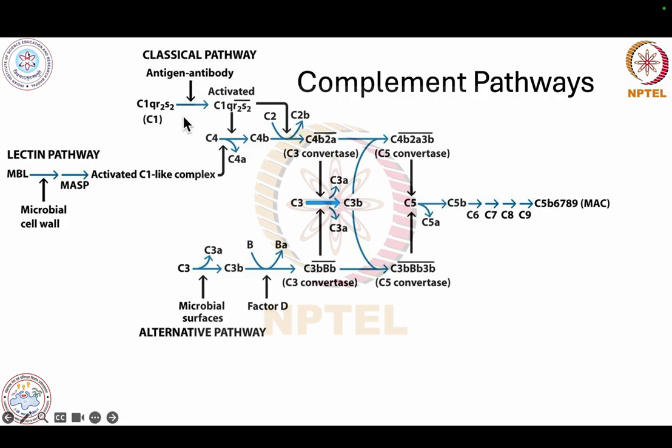So this is the classical pathway. Here you will be able to see that different complement proteins are getting activated in a cascade mechanism. This is the classical pathway, which is helped by the antigen-antibody complex. This is the lectin pathway, involving mannose-binding lectins, and this is the alternative pathway. Ultimately they are all forming the membrane attack complex.